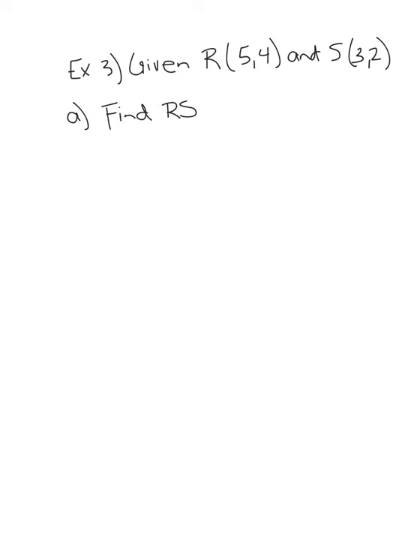So in this example, we're going to be using some unit vectors eventually. The first part of this example says, given R is 5, 4 and S is 3, 2, find RS. Now we know by now that whenever we're finding a vector RS, we're going to be taking the vector S and subtracting vector R. So our ending subtracting our beginning. So I have 3 subtract 5 and 2 subtract 4. And what I'm going to get is -2, -2.